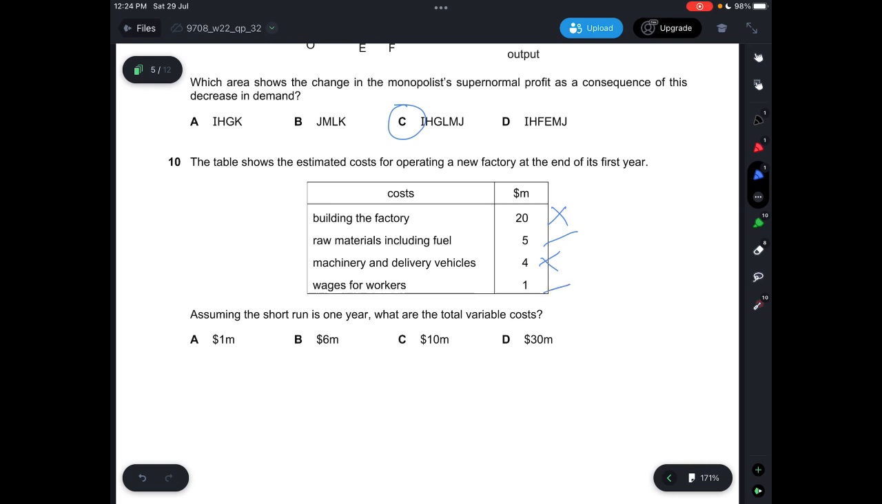It is a variable cost because if let's say these workers are working part-time, technically when you hire them, you could reduce the salaries, you could increase the salaries, etc., unless it's full-time workers. So in this case, your wages could be variable. So the answer is 6 million, which is B.